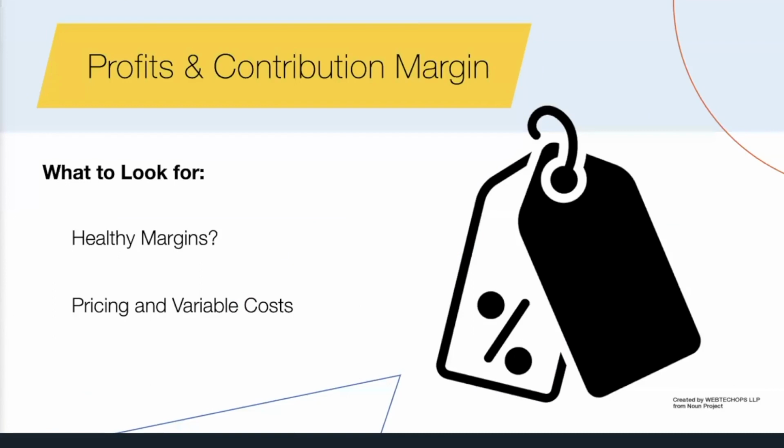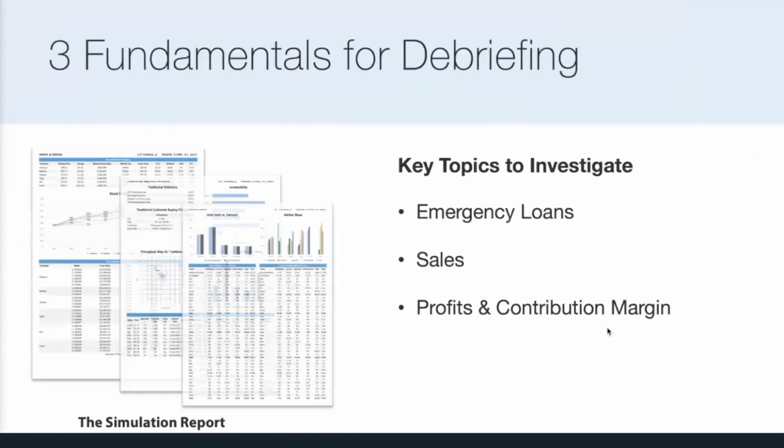In summary, consider your company's overall and product level contribution margins. Are they over 30%? If not, identifying how you can effectively improve your margins will help you generate better profit numbers going forward. So there you have it. 3 important topics to investigate when debriefing your results in the simulation report. Remember, diving into the report and understanding the what and why of previous rounds will help you make informed, effective decisions going forward. Good luck.